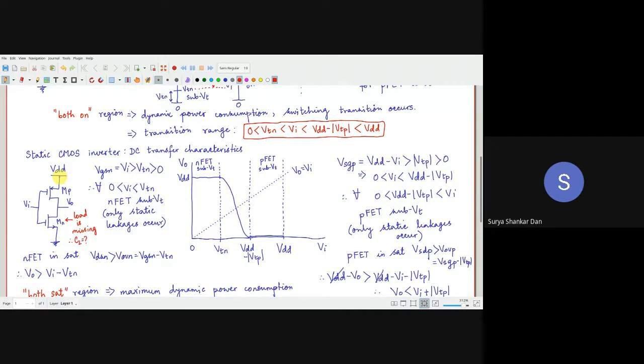standard? Full rail to rail swing. That is, full rail to rail swing is definitely going to happen for any static CMOS technology. Even transmission gate will have full rail to rail swing.